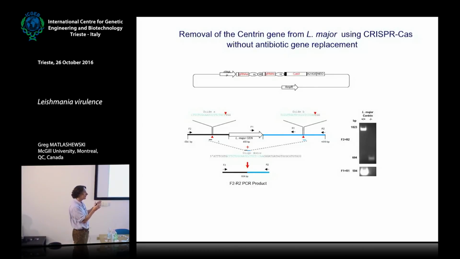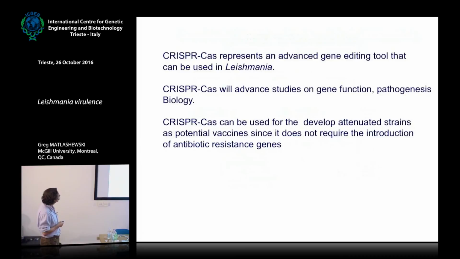And this is important because traditionally you have to put in an antibiotic-resistant gene, and that could never be used for human trials for vaccine studies. You can't use an organism that has an antibiotic-resistant gene. But this is done without antibiotic resistance, and you can just cut the gene out without the need of antibiotic-resistant genes.